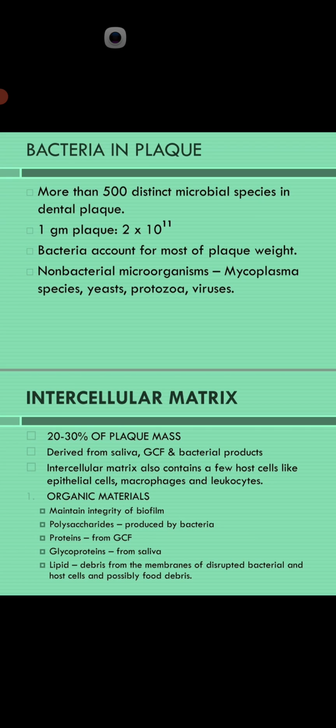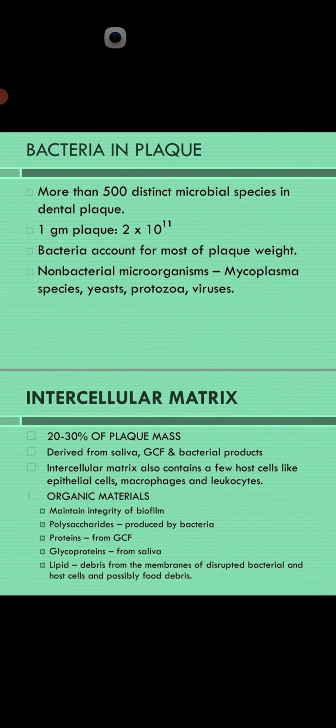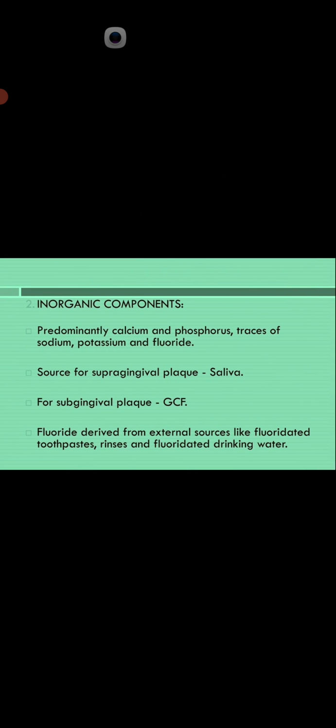Now come to the intercellular matrix. Between bacteria there is an intercellular matrix. The intercellular matrix forms 20 to 30% of plaque mass. Meaning if 20 to 30% of plaque mass is formed by intercellular matrix, then 70 to 80% of plaque mass is formed by bacteria. This intercellular matrix is derived from saliva, gingival crevicular fluid, and bacterial products. It also contains a few host cells like epithelial cells, macrophages and leukocytes. In the intercellular matrix, there is organic material and inorganic material.